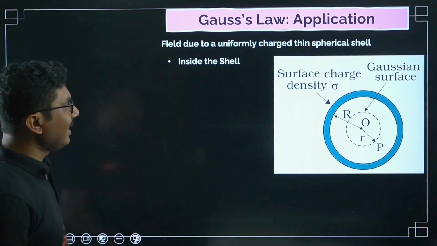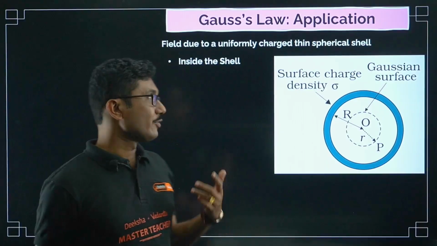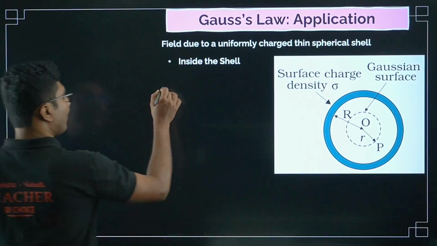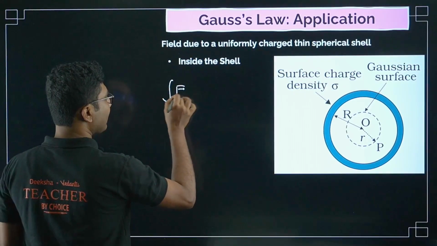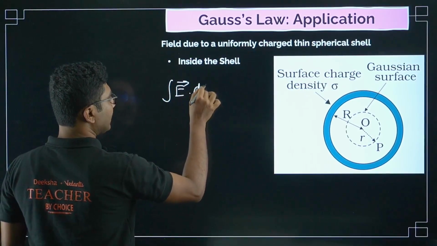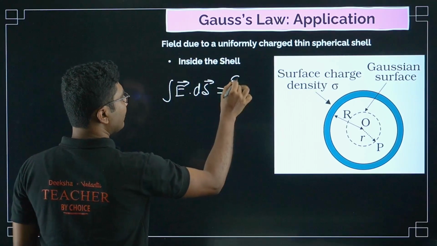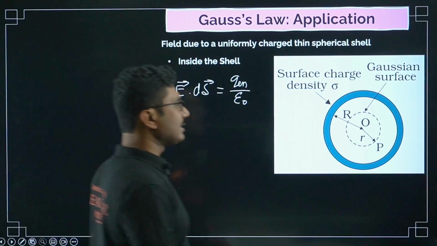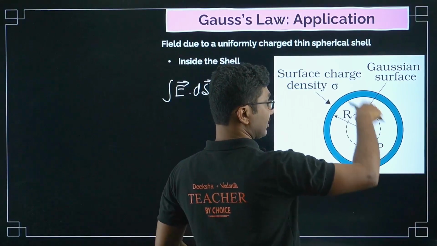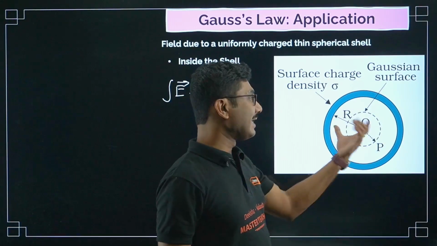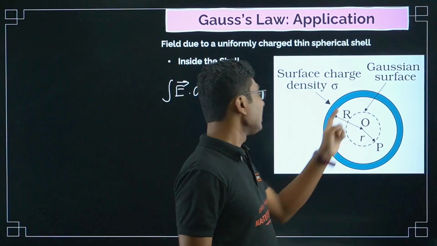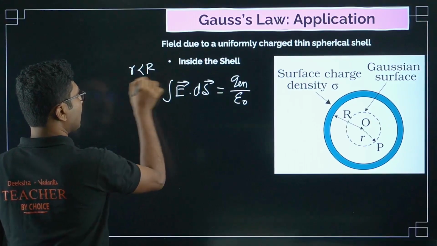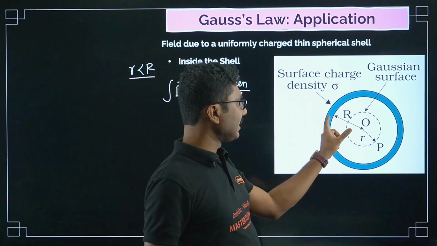Now what will be the electric field inside the shell? Very easy. Why easy? This is the easiest part. So E dot ds equals q enclosed by epsilon naught, that is Gauss law. Now when you are considering a spherical shell, inside is hollow. Hollow means, in this case r is less than capital R.